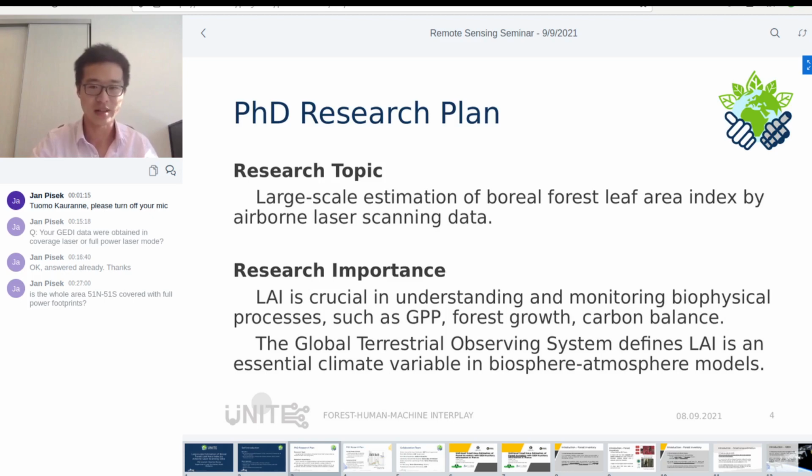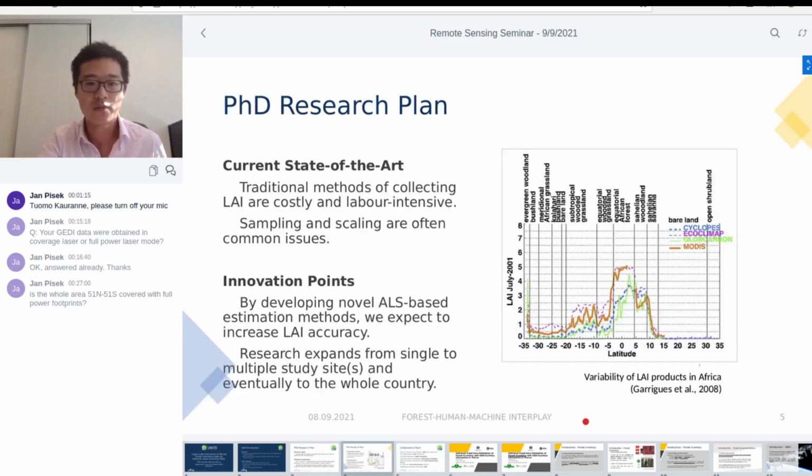And so for now, the traditional method of collecting leaf area indexes turned out to be very expensive and also at the same time labor intensive. And you can always encounter issues about sampling and scaling issues. These are very common in the field of leaf area index.